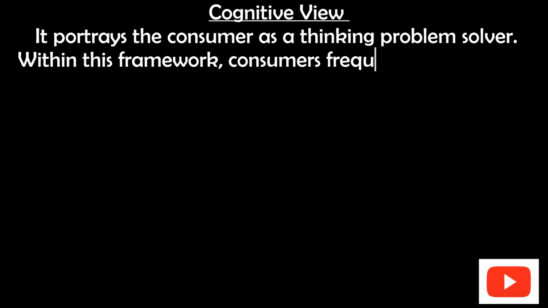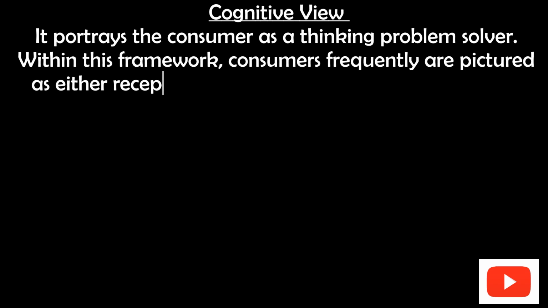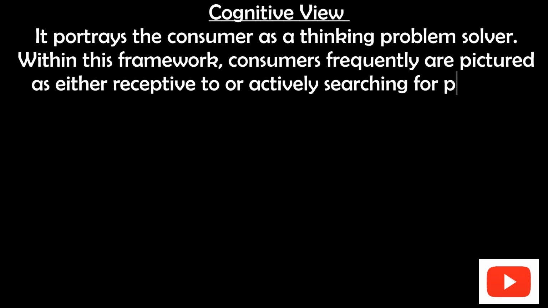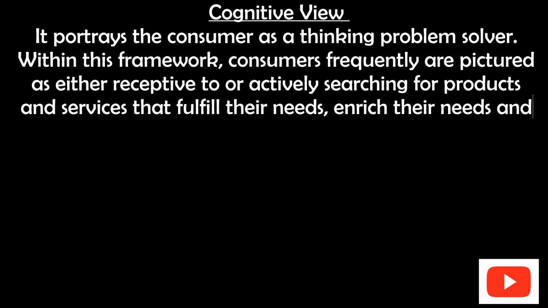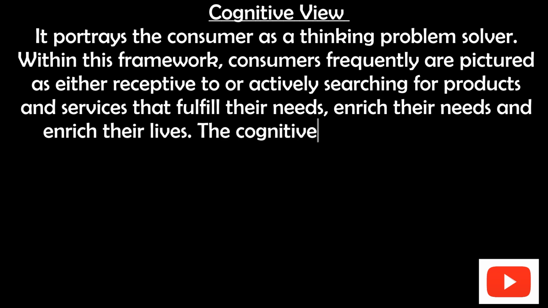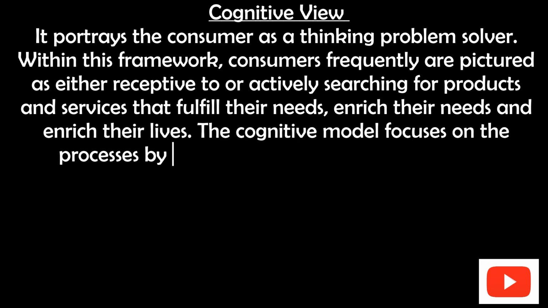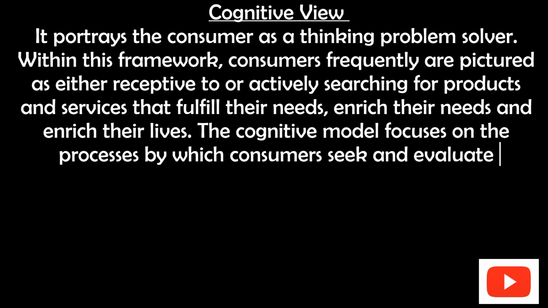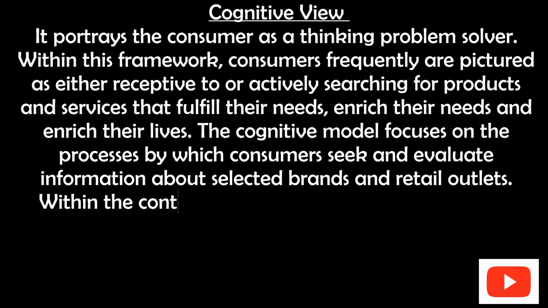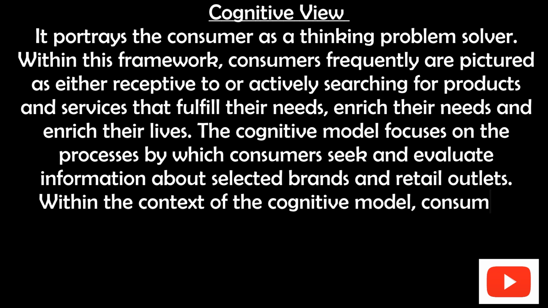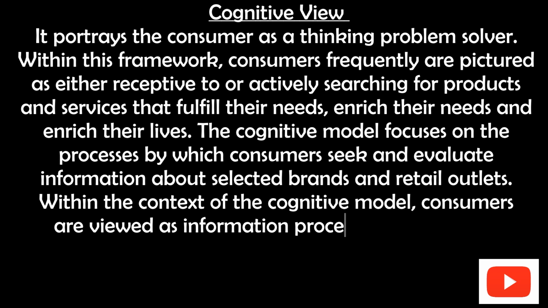Now, the third is the cognitive view. It portrays the consumer as a thinking problem solver. Within this framework, consumers frequently are pictured as either receptive to or actively searching for products and services that fulfill their needs and enrich their lives. The cognitive model focuses on the processes by which consumers seek and evaluate information about selected brands and retail outlets. Within the context of the cognitive model, consumers are viewed as information processors. Information processing leads to the formation of preferences and, ultimately, purchase intentions.